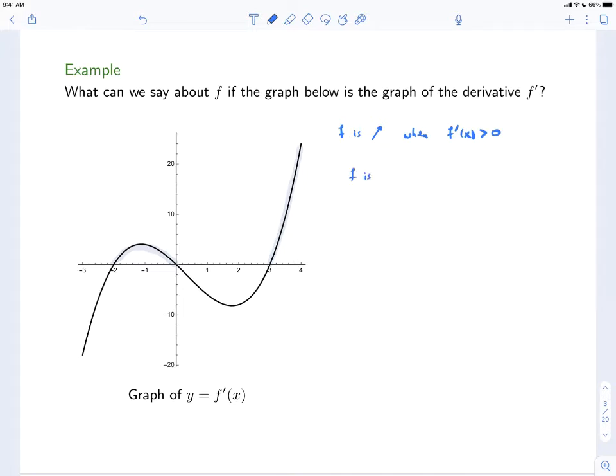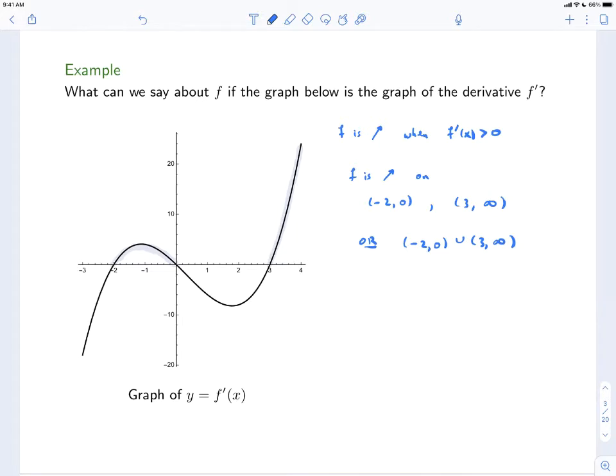So we can see that f is increasing on the intervals -2 to 0 and 3 to infinity. Now we'd probably want to use interval notation. So we probably want to write this as -2 to 0 union 3 to infinity. So f is increasing on these two intervals.